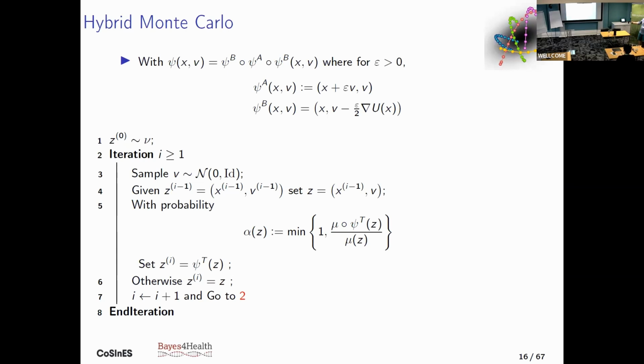You compute an acceptance ratio which takes into account or corrects for the fact that you're not using Hamilton's equation, the exact solution, and you accept basically psi to the power T of z as the next state of your Markov chain with this probability, or you stay where you were, right? So that's a standard HMC algorithm, and that's basically what is in Stan, okay? If you've heard about Stan, that's basically what is behind Stan, or a more sophisticated version of this.